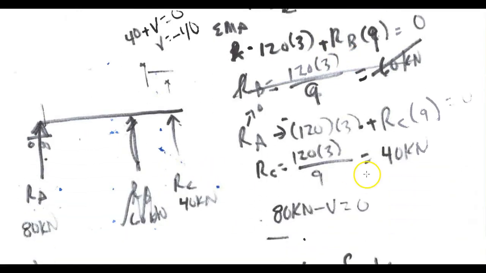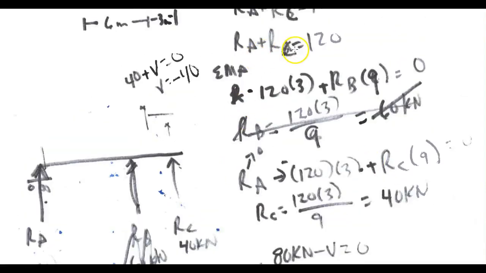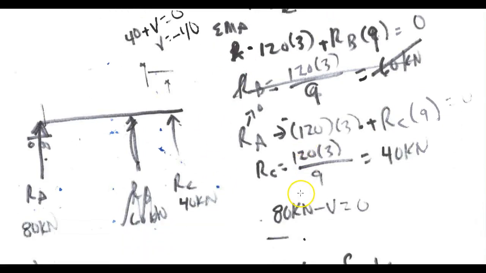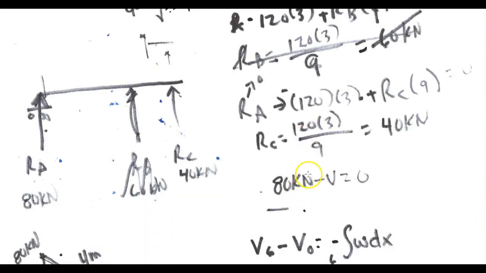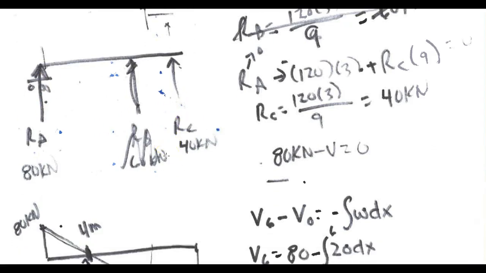So when we solve for that, we find that the reaction at C is equal to 40 kilonewtons, and since we know that the reaction at C plus the reaction at A add to 120, we know that the reaction at A is 80 kilonewtons. So here's a really rough free body diagram showing those two reactions.